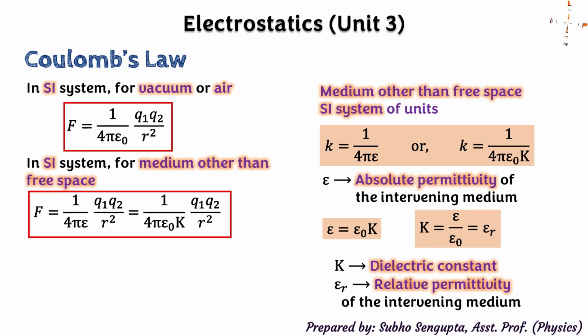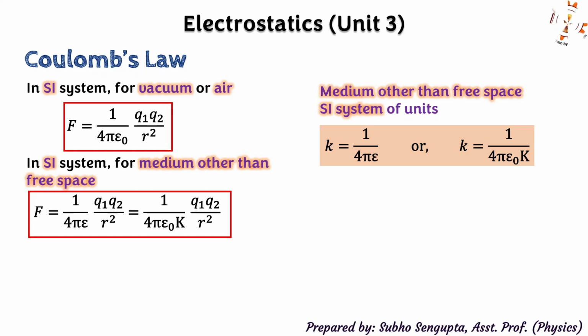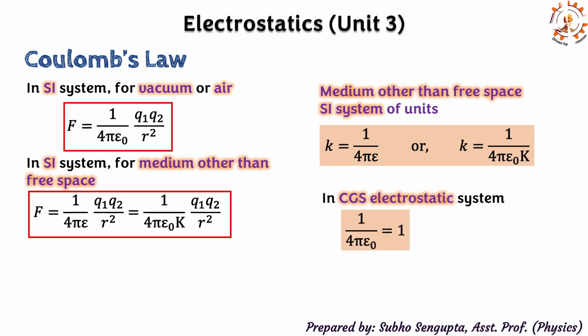So far, we have considered only the SI system of units. There is another system of units known as CGS electrostatic unit. In this system of unit, the value of 1 upon 4 pi epsilon 0 is equal to 1. So, for medium other than vacuum or air, the value of Coulomb constant in this system of units is equal to 1 upon uppercase K.